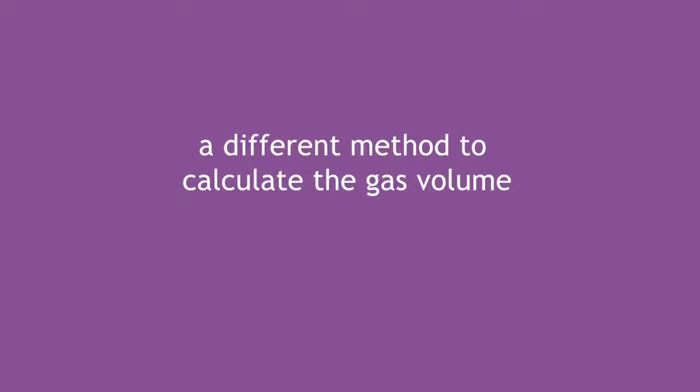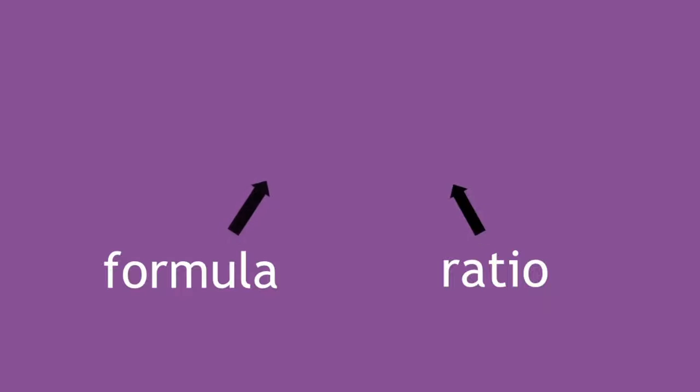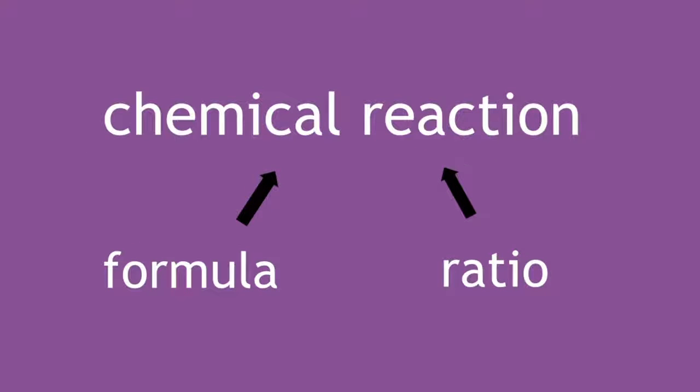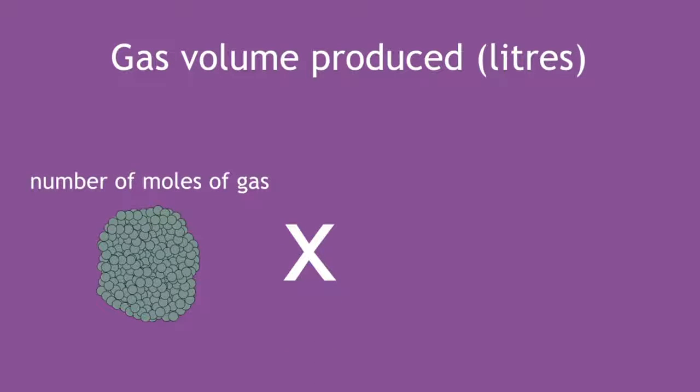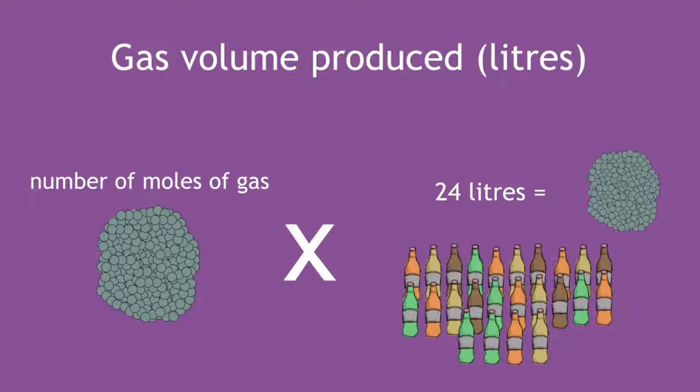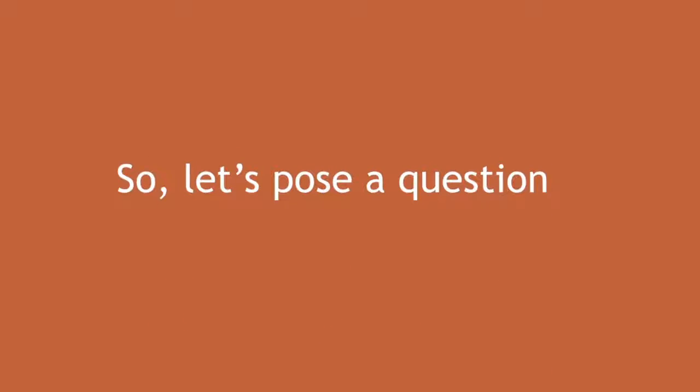This is where you can use a formula and ratio given from a chemical reaction. The formula is gas volume produced in litres is equal to the number of moles of gas multiplied by 24 litres per mole. So, let's pose a question.